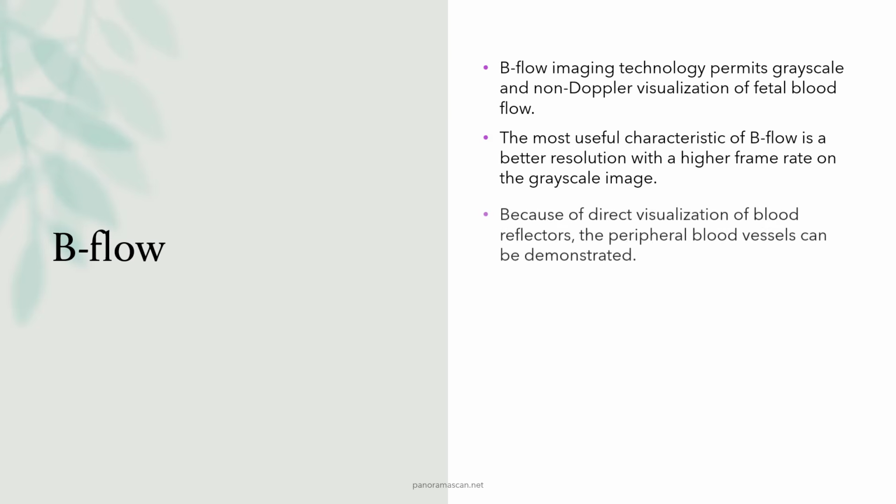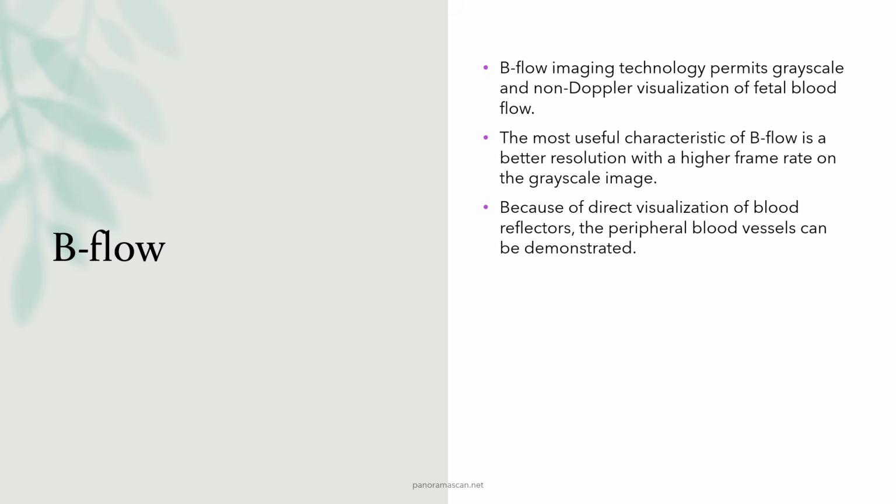By directly visualizing the blood reflectors, B-flow allows for better detection of peripheral blood vessels, such as those in fetal limbs and placenta. This is especially beneficial when imaging smaller vessels that might be difficult to visualize with conventional Doppler imaging.